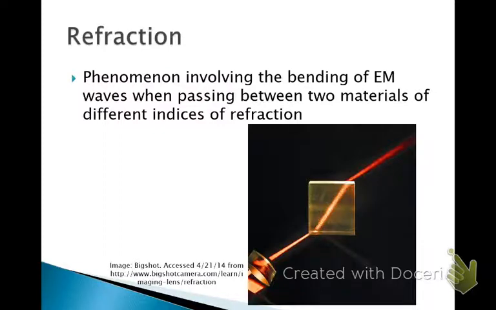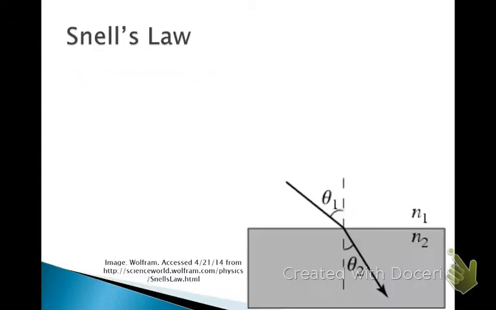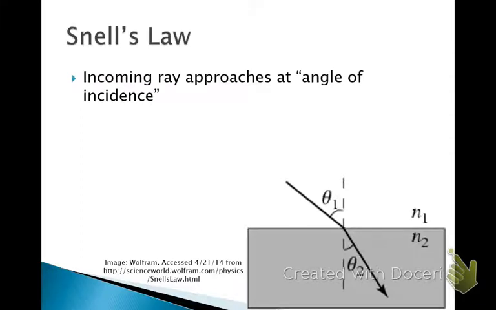So things get really interesting when you're traveling through one material of a certain index of refraction, and then you hit another material with a different index of refraction. You get what's called refraction. It's just the bending of light. To figure out how much the light will bend, you can use what's called Snell's law.